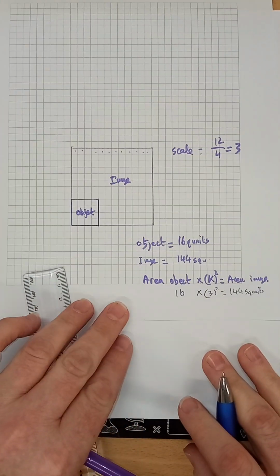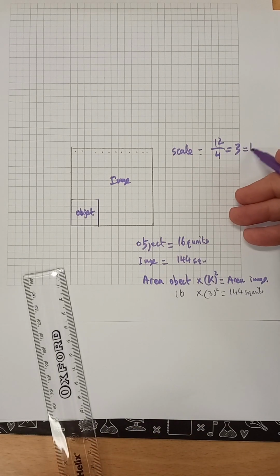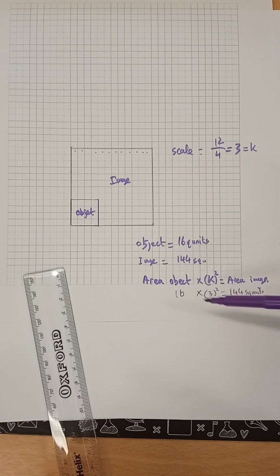I hope that makes sense to you. That's all you really need to know about two things: how to work out the scale factor, which is usually referred to as K, and what the relationship is between the scale factor and its area.